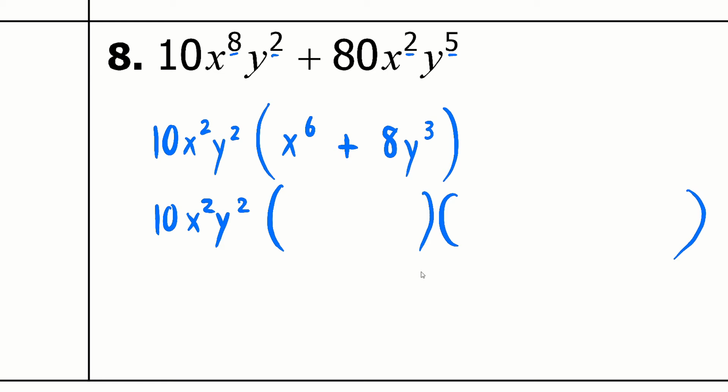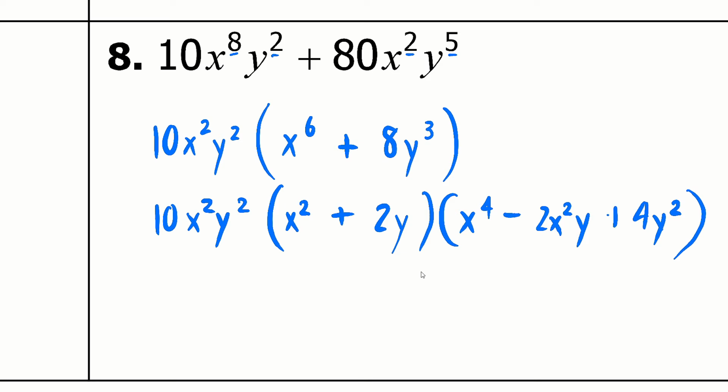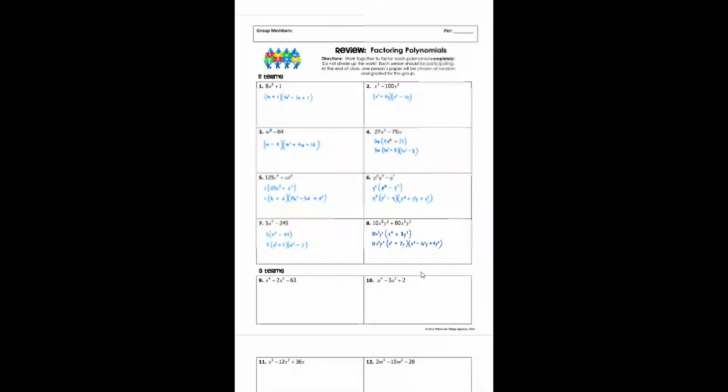What multiplies by itself 3 times to get X to the 6th? X squared. See, 6 divided by 3 is 2. What multiplies by itself to get 8Y cubed? That's 2Y. Square those. What's X squared times X squared? X to the fourth. What's 2Y times 2Y? 4Y squared. What is X squared times 2Y? That's 2X squared Y. Rules? This is a plus. This is offsetting that with a minus. This is always a plus. Done. And that is how you factor binomials.